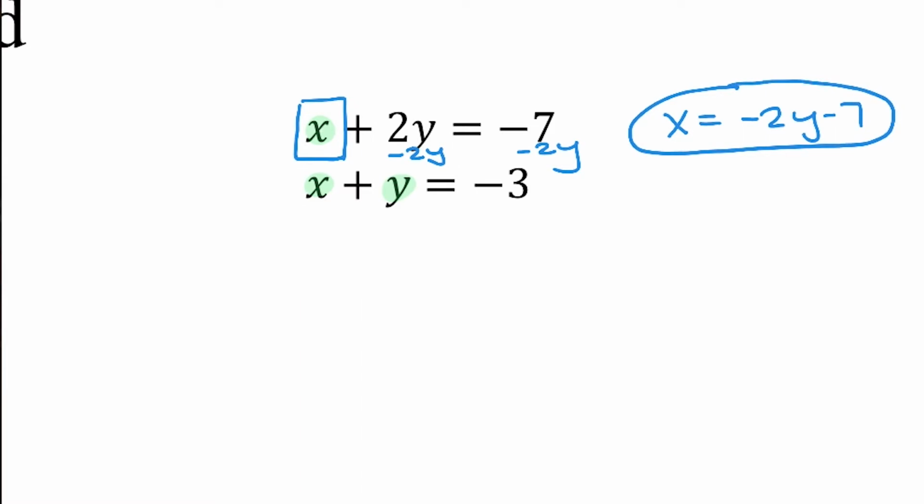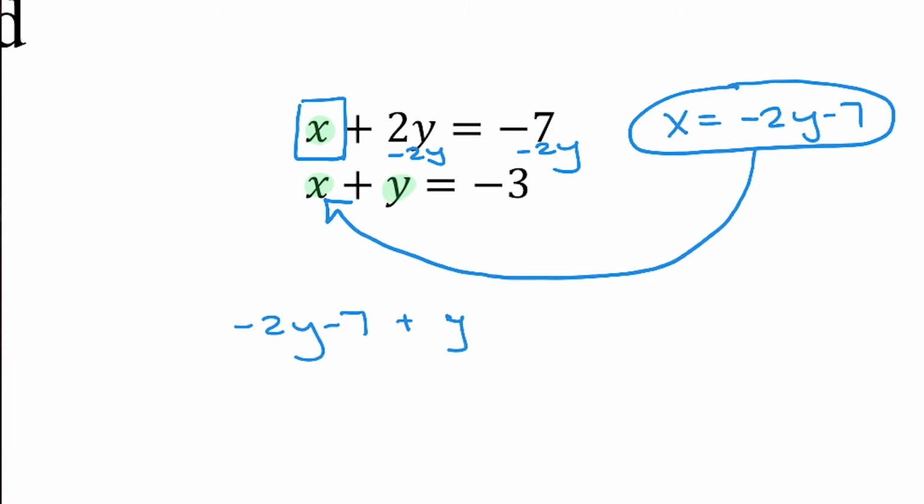Here comes the substitution part. We can take this and plug it into the second equation for x. So now this is negative 2y minus 7 plus y equals negative 3. And now we just solve for y. On the left-hand side, I'll combine my y terms together. That's negative y minus 7 equals negative 3.